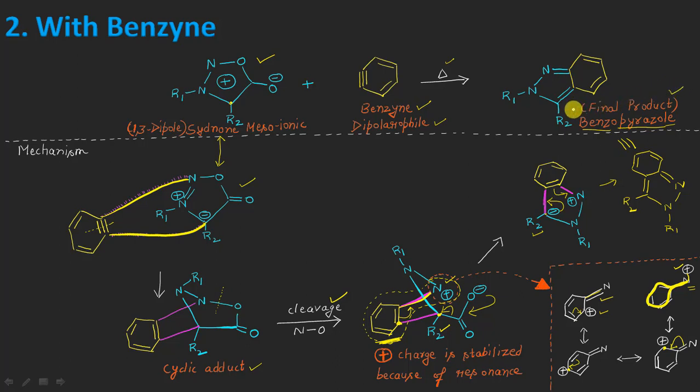So the mesoionic with benzyne as a dipolarophile under conditions of high temperature will result in the formation of benzopyrazole type of products with the usual 1,3 dipolar type of cycloaddition. And the important thing to note here is that the positive charge is stable here on this nitrogen because of this type of resonance dispersal, or let us say resonance stabilization.